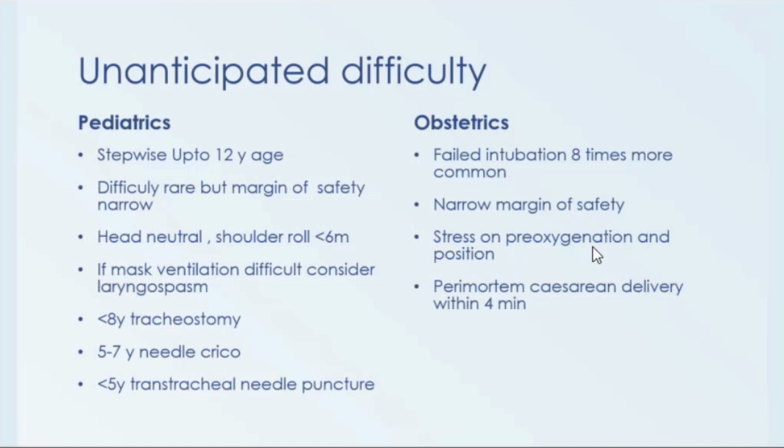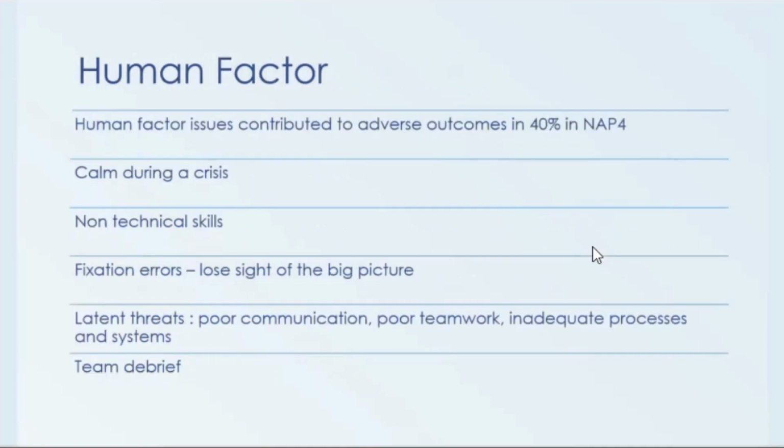So the 5th step is, after all these 4 steps, if we are not able to oxygenate the patient and there is an unfortunate arrest, we should start CPR with a slight left lateral tilt and conduct a perimortem cesarean within 4 minutes. So this is the only change from the guidelines. So this is a summary of those guidelines that we've talked about.